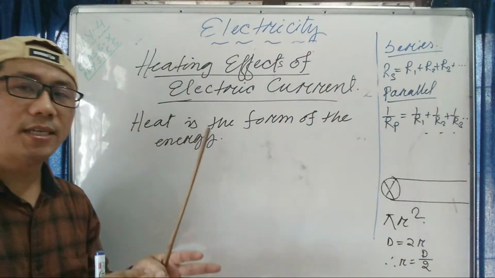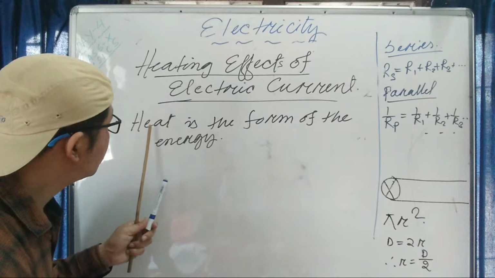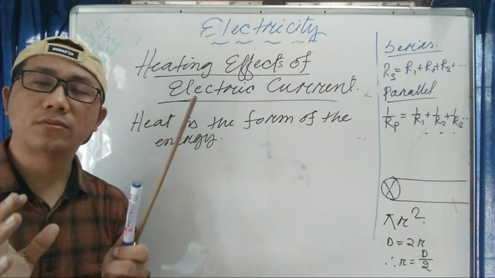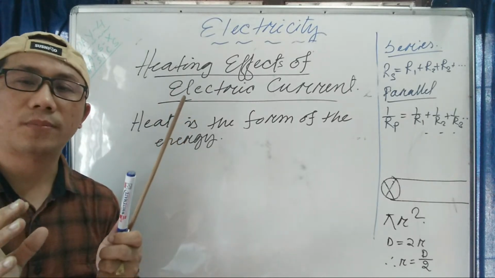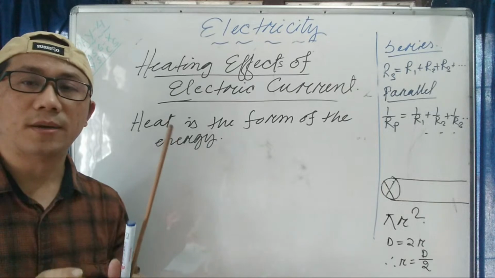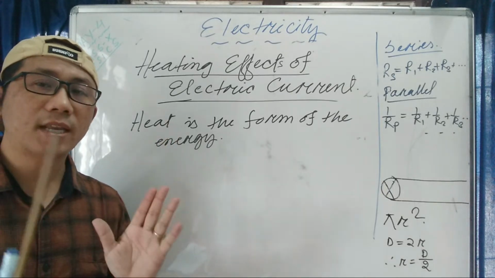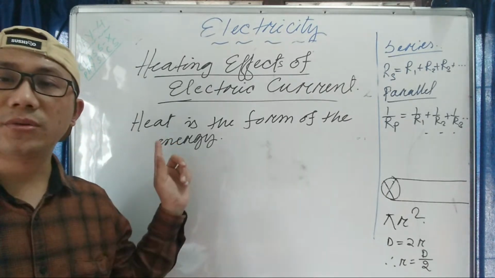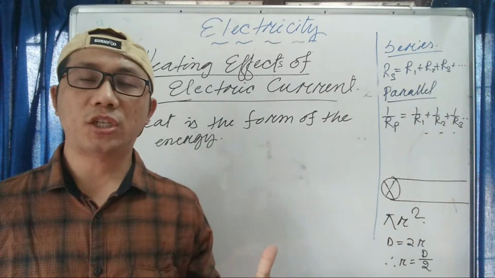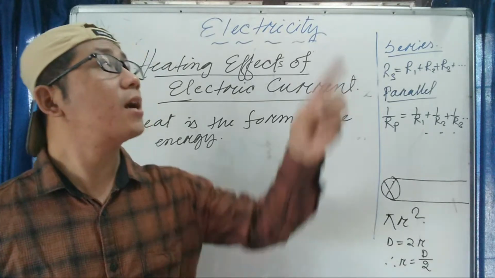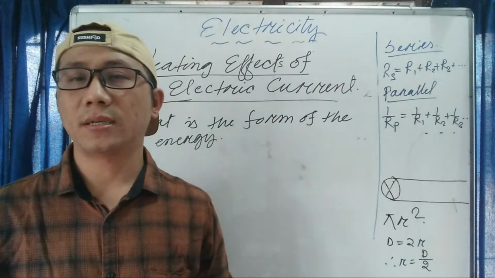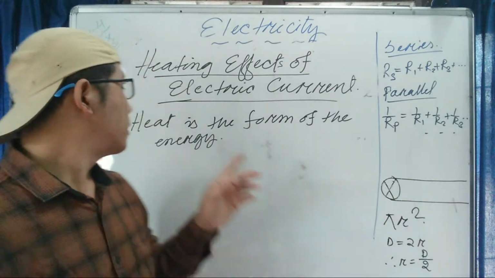And this heat, how much of the heat will be produced by the conductor, we are going to develop the equations. And don't get confused again. The heat produced will be equal to the work done, how much work is done by this bulb, by that heater. That will be the heat.